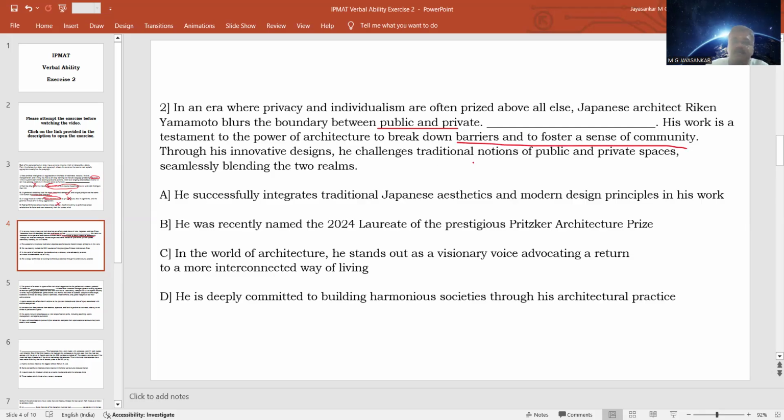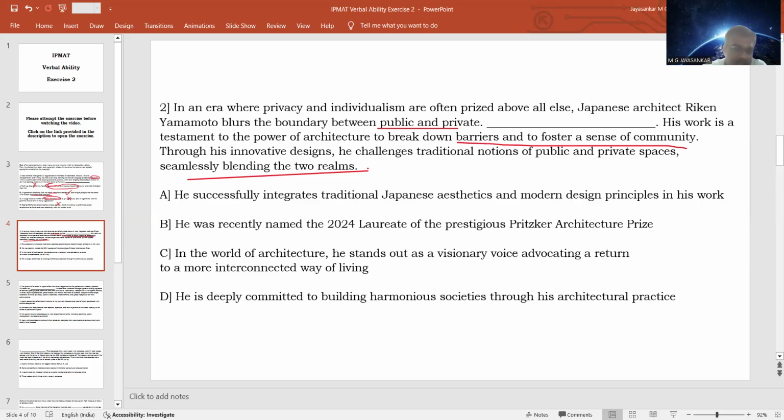And through his innovative designs, it challenges traditional notions of public and private. Traditionally, public spaces and private spaces are kept separate, but his innovative designs are merging these and challenging them, seamlessly blending the realms. Seamlessly blending means without any boundaries: private and public spaces that were kept separate in the traditional method are merged into a single system, and this is his innovation. That is how he is blurring the boundary between public and private spaces. The passage on the whole is talking about the architectural principles that are followed by Mr.